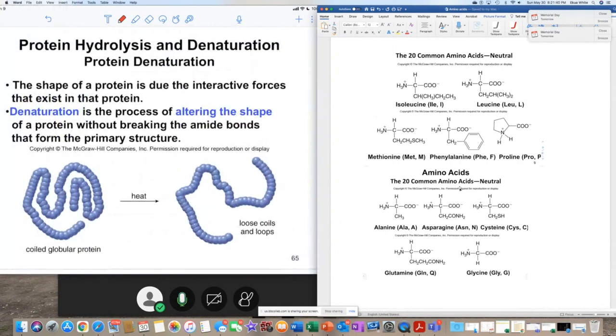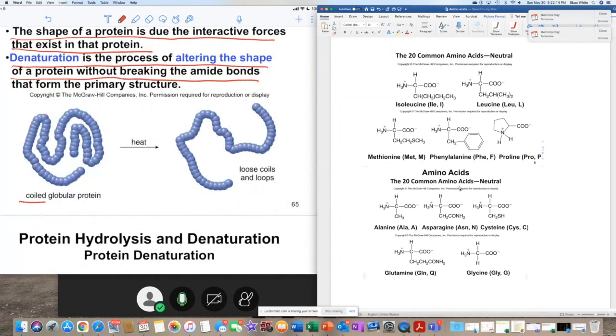Okay. So we're looking at protein hydrolysis and denaturation of proteins. The shape of the protein is due to the interactive forces that exist within the protein. We've said that before, right? Denaturation is the process of altering the shape of a protein without breaking the amide bond. So we're breaking the intermolecular forces, but not breaking the actual bond that makes the protein a protein. We're going to go from the most complex structure to the most basic structure, which means from quaternary all the way to primary.